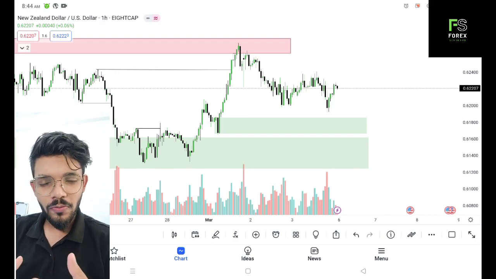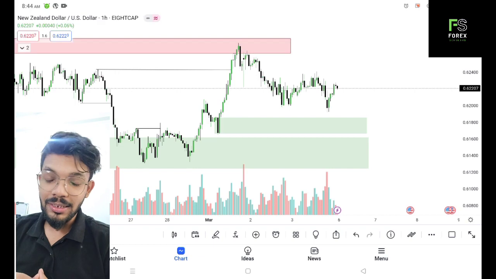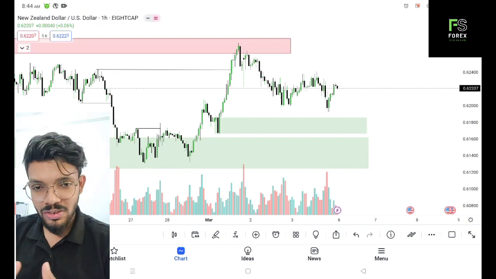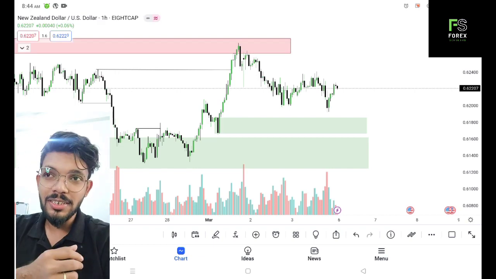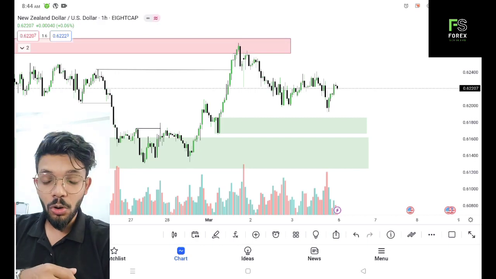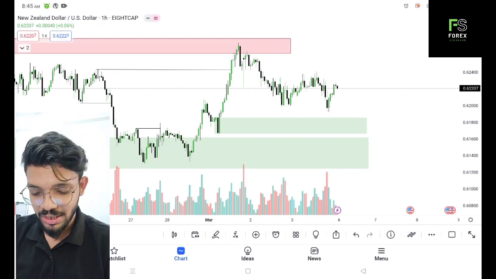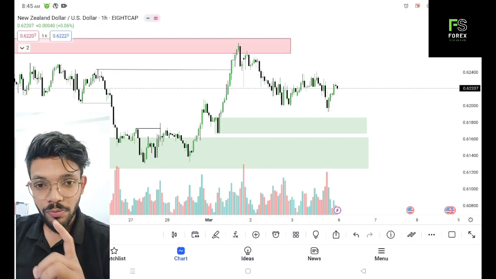Last week we saw lots of action in the USD pairs, the CHF pairs, and the CAD pairs, moving up and down because there wasn't a lot of news, but we saw a lot of movement in the dollar index surprisingly. But next week is going to be full of action.